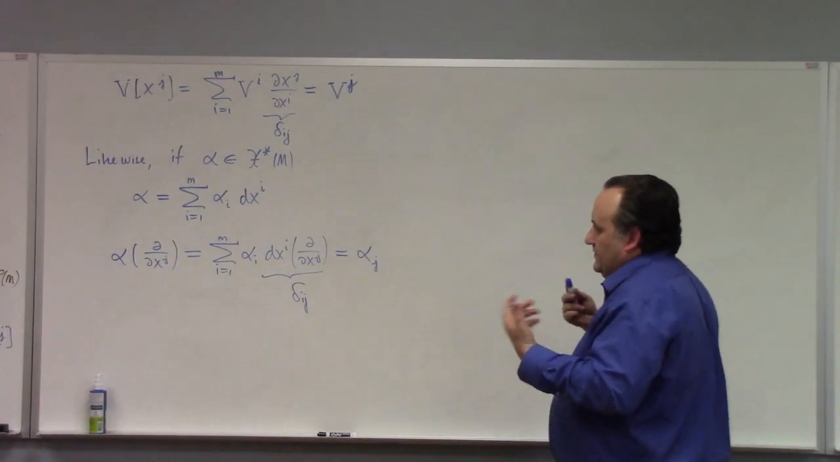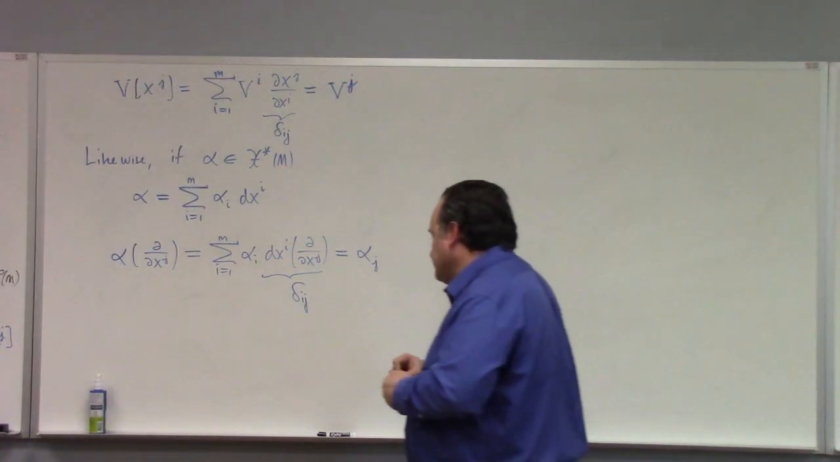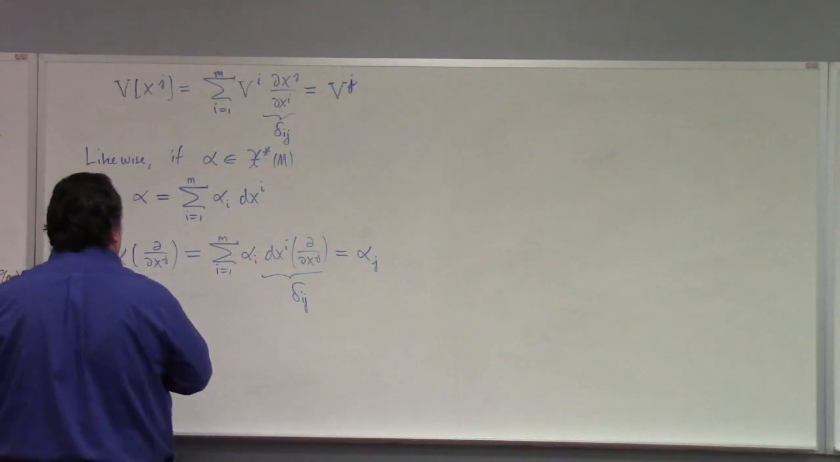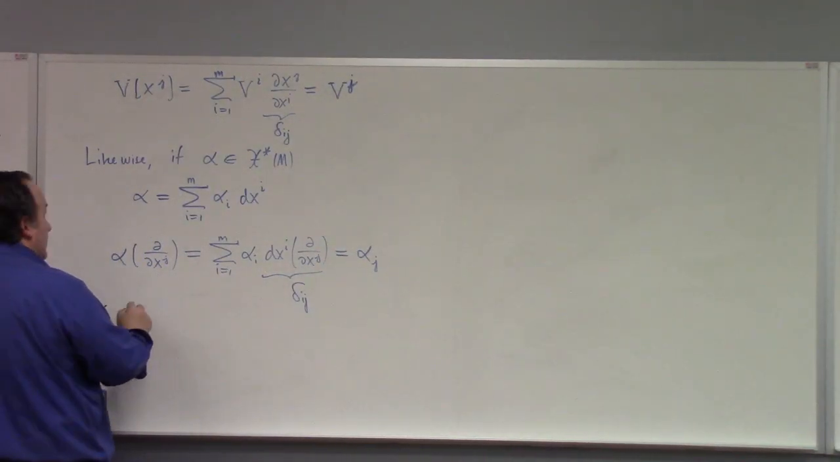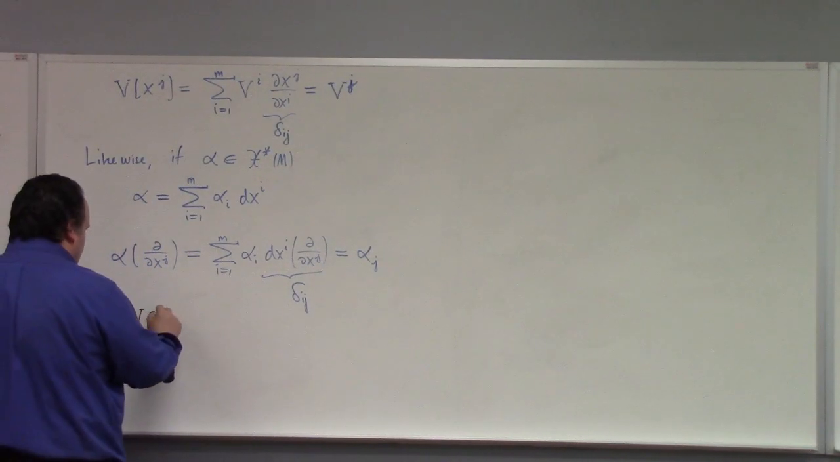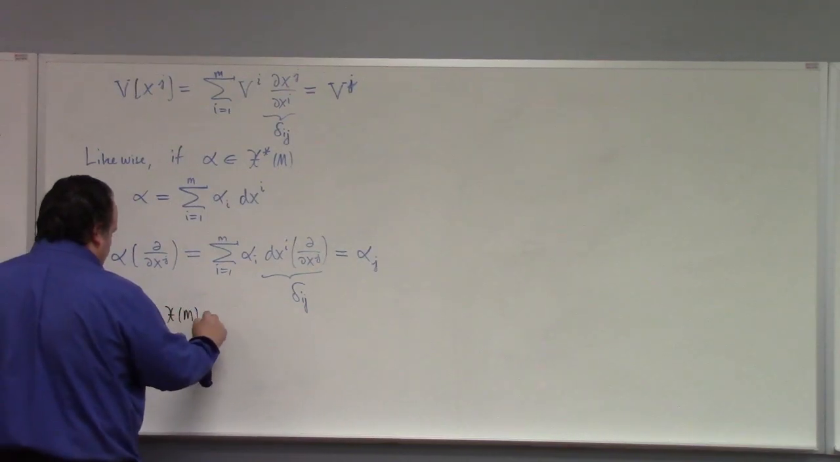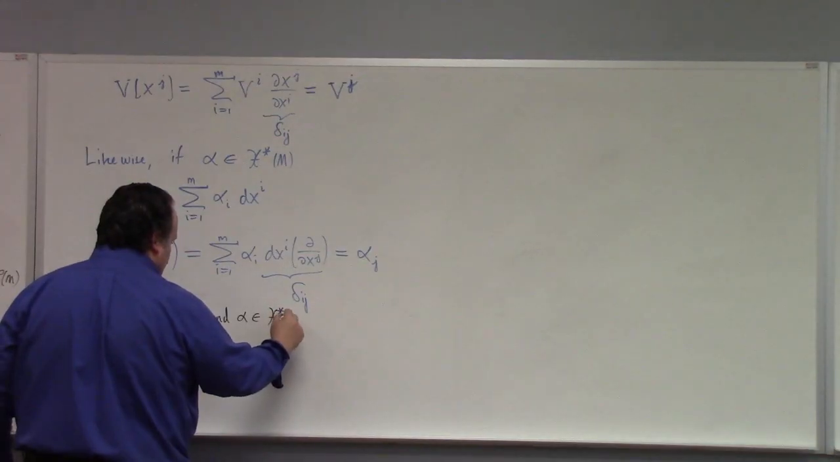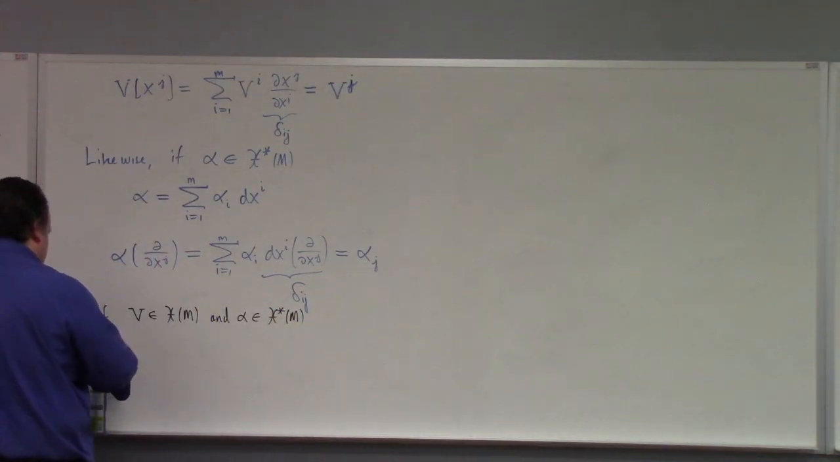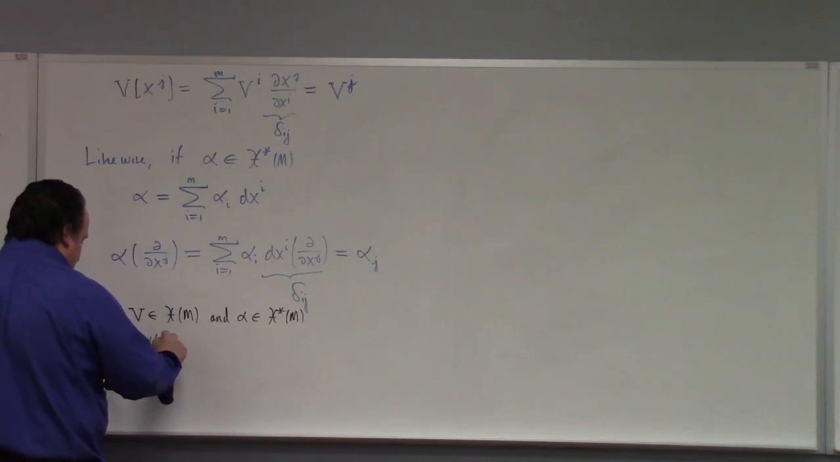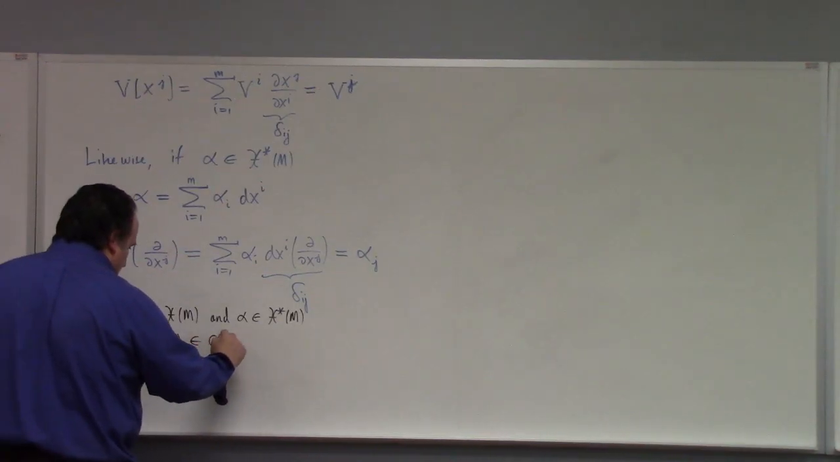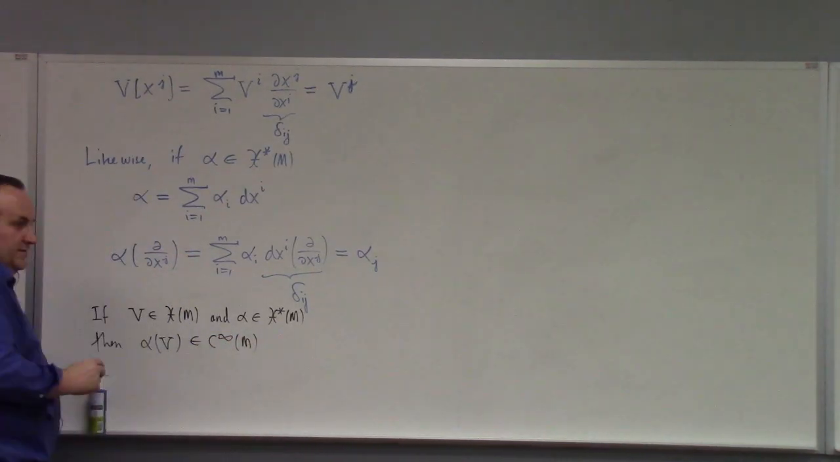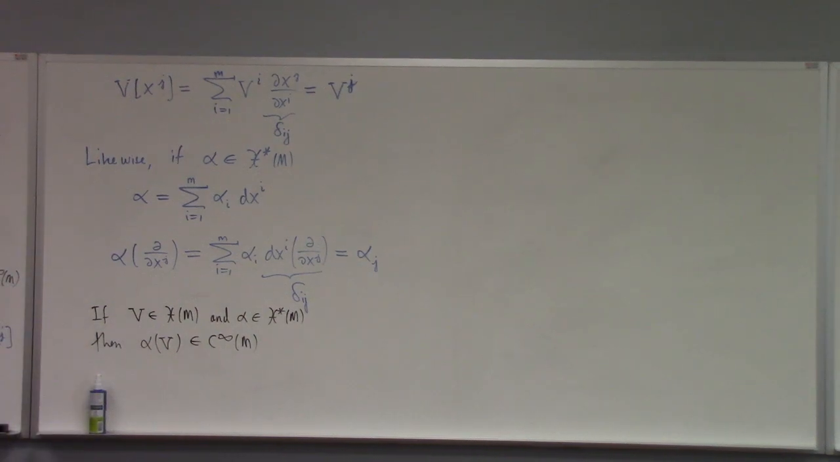Once more, what does smoothness mean? Well, if V is a smooth vector field on M, and alpha is one of these forms on M, then alpha acting on V is going to be a smooth function on M. Take a differential form, feed it a smooth vector field, get out a smooth function. This is how it works.